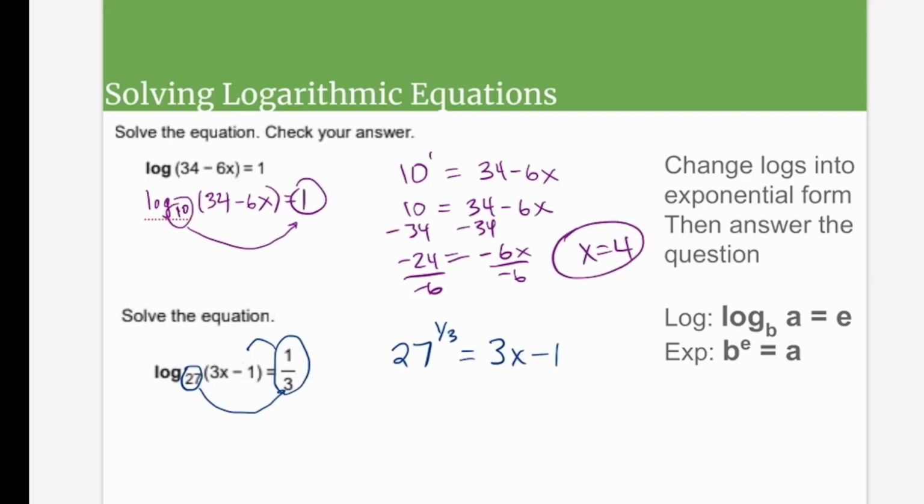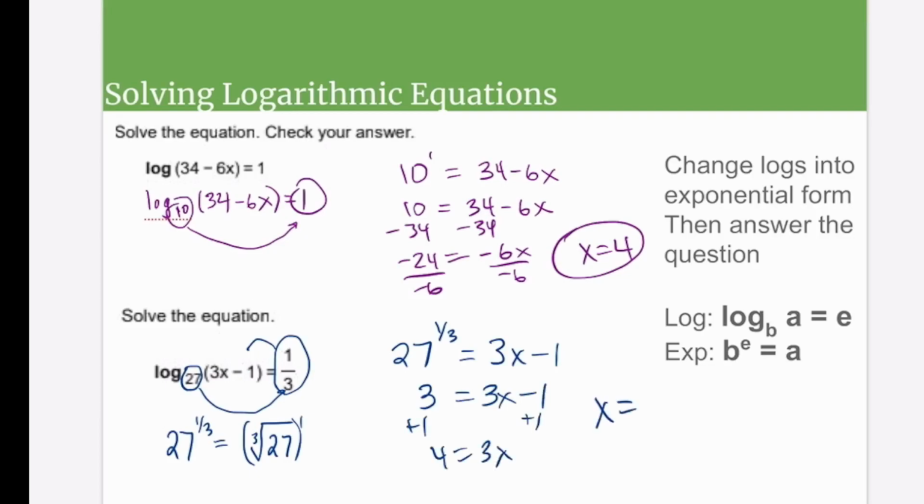So we're pulling out the whole piece like that. 27 to the 1/3. Because our exponent is a fraction, we write this as a cube root of 27 to the first power. The cube root of 27 is 3. So we simplify that and then we just go from here. Add 1. So the second problem, our answer is 4/3. So this is pretty much how you solve log equations.